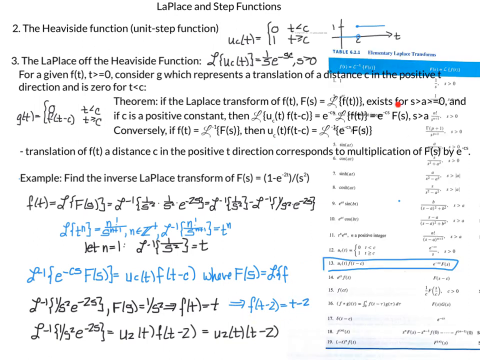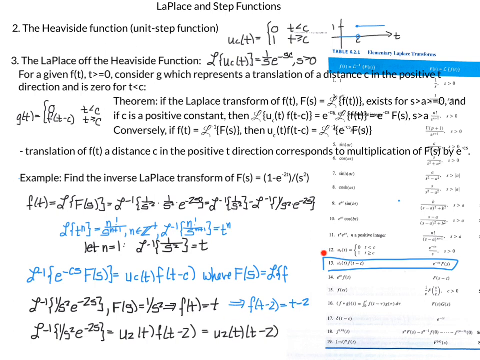As I had mentioned, this theorem is also captured in our table of Laplace transforms. So we have e to the minus cs F of s right here. So our inverse is going to be u, and here we take our c, which is 2, of t, and then f of t minus c. So u2 of t, and then f of t minus c. So we do need to take F of s, get the inverse transform, which gives us f of t equals t, and then we plug in t minus c in for t, and we get t minus 2. So it'll give you the same answer.